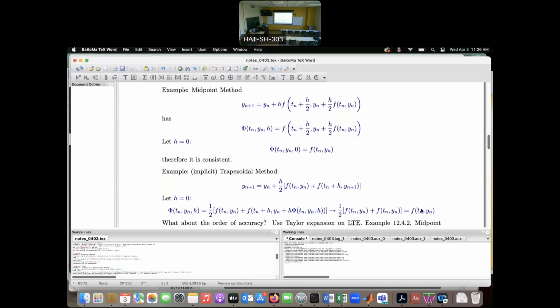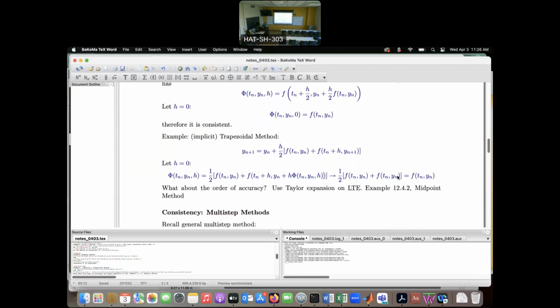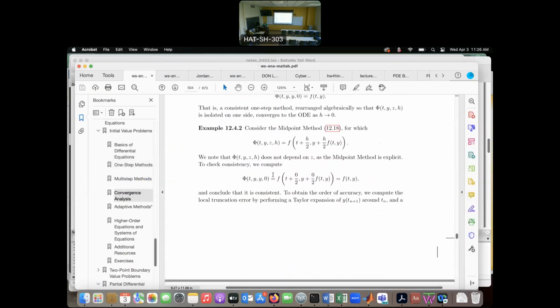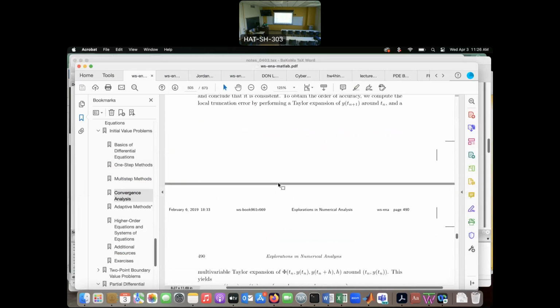Now, what about order of accuracy? I don't have it written here in my notes, but I do have an example that I can show you. Like I said earlier, it's Taylor expansion on the local truncation error once you have it. So I'll show you how it's done for the midpoint method. This is where it's shown consistent.